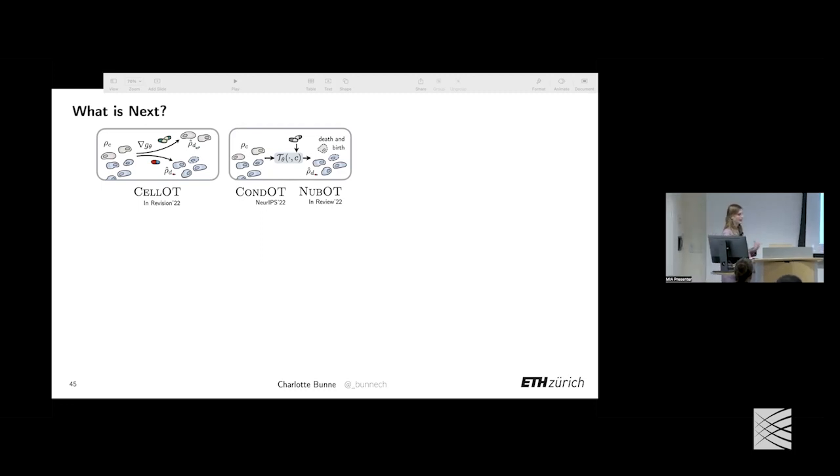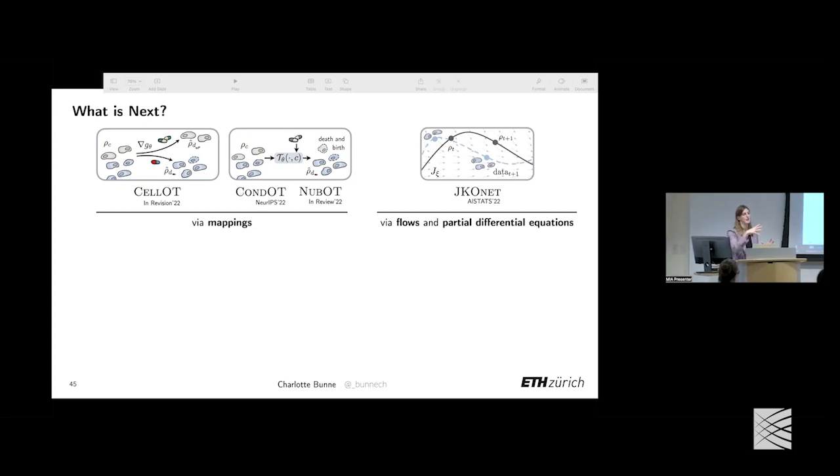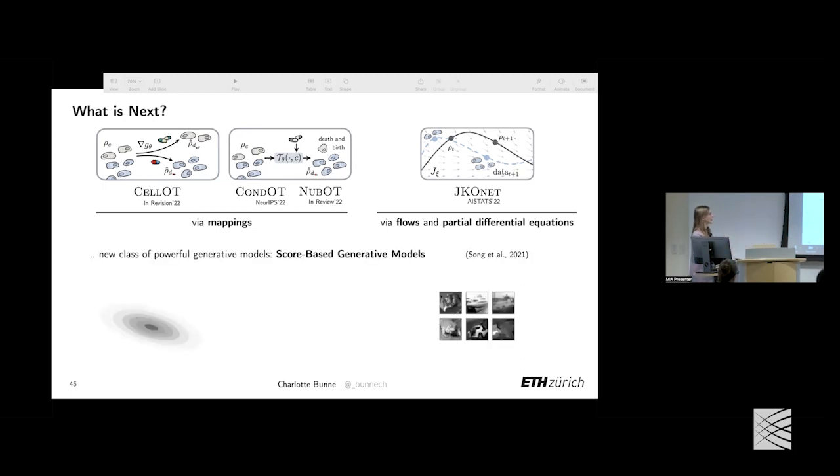So we have looked at fairly simple setups where we just learned the matching, and this is even complicated in itself. And now with JKO-net, we have entered a bit the domain of learning flows over several snapshots, or kind of learning the solution to some form of partial differential equations. There's also a very powerful class of stochastic learning systems using stochastic difference equations, which can come in quite handy in future to learn these cellular dynamics.